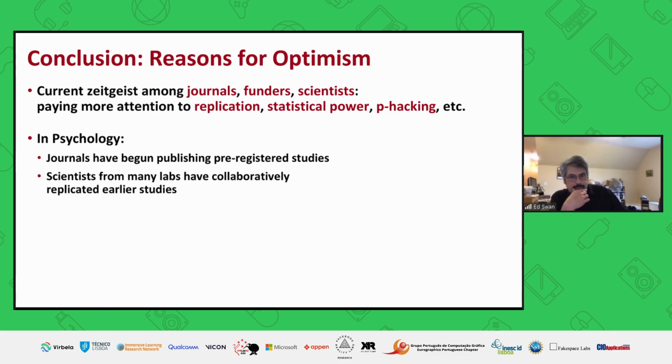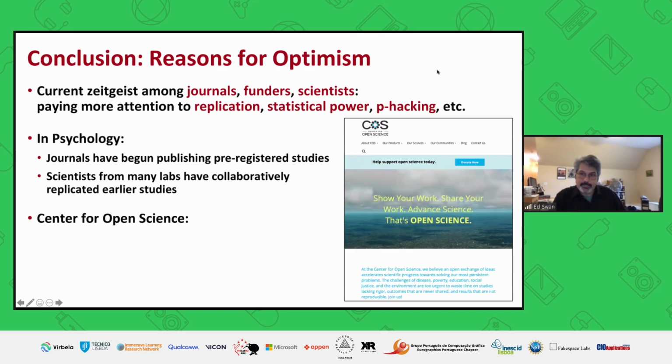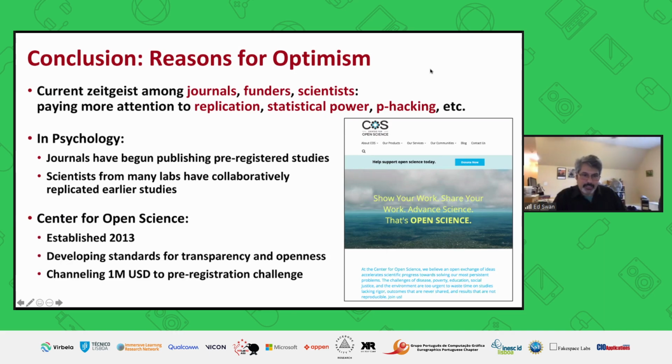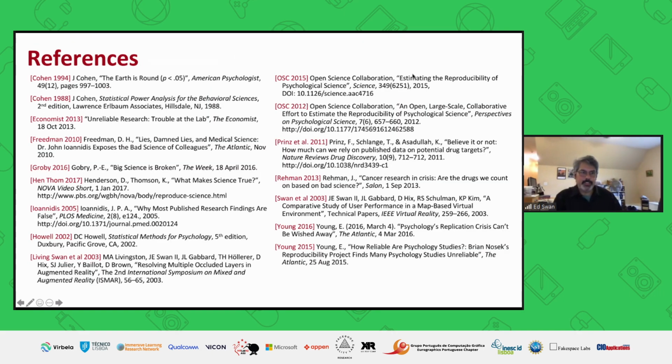Scientists from many labs have collaboratively replicated earlier studies. So that's been happening. And there's the Center for Open Science, and I showed you a snapshot of that website. I told you about the 1 million, I said it's 100,000, but it's actually 1 million to pre-register, their pre-registration challenge. The goal there is to get people to try pre-registering for the first time. So this is the end of my presentation.